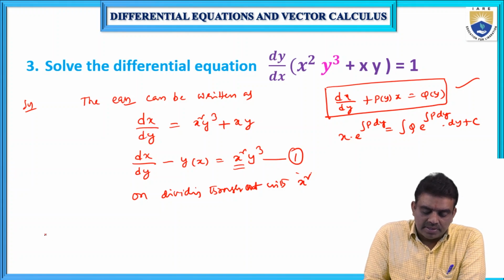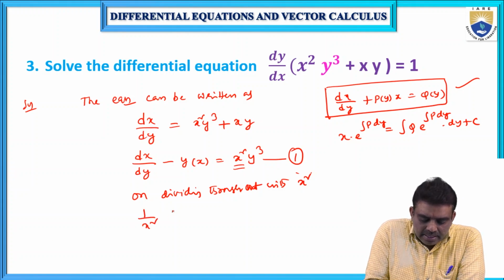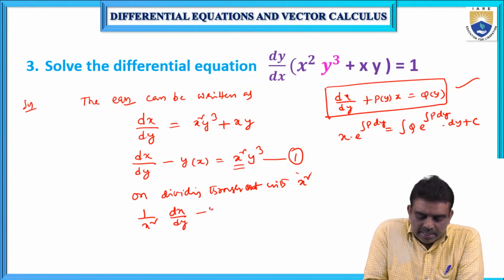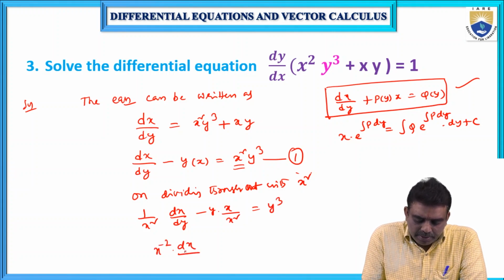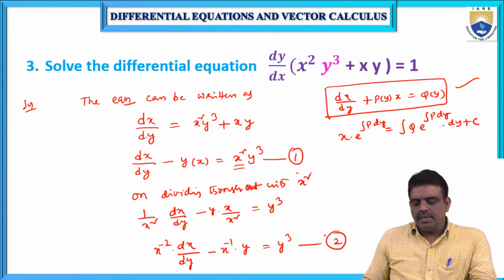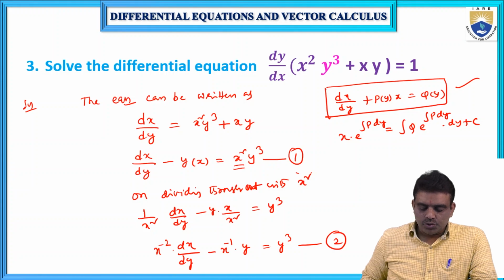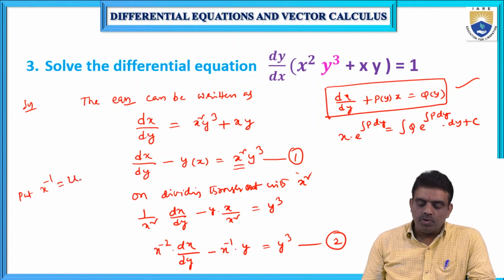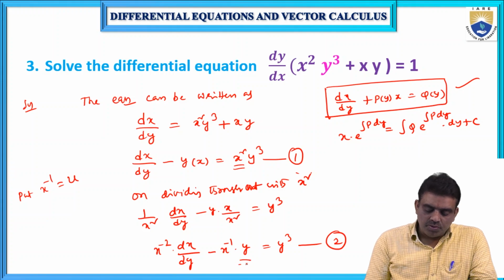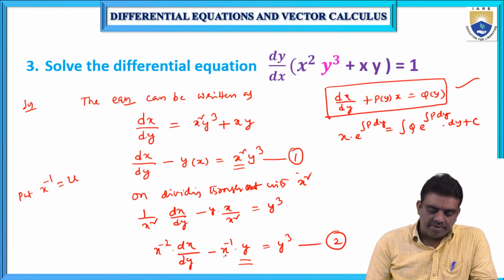So I divide throughout the equation with x square, that is 1 by x square dx by dy minus y into x by x square is equal to y cube. Or what I can write, x power minus 2 dx by dy minus x power minus 1 into y is equal to y cube, and this is the equation, call it as 2. Now put x power minus 1 is equal to some other variable u. Put x power minus 1 like Bernoulli equation solution. Whatever the coefficient of y, that has to be assumed as another variable u.